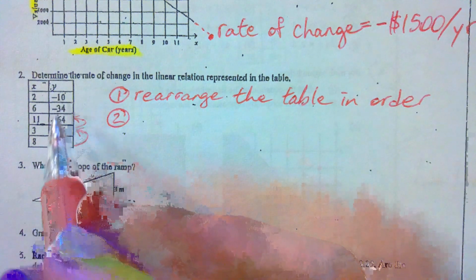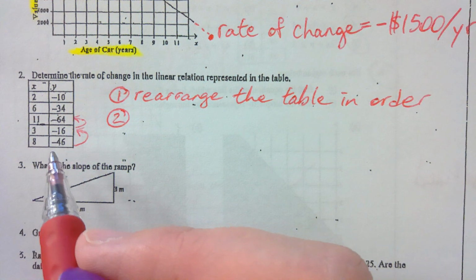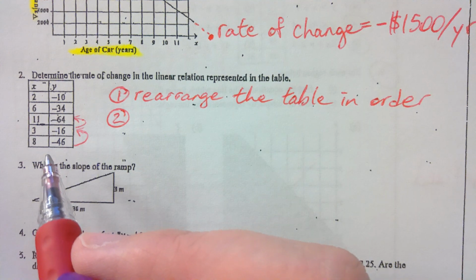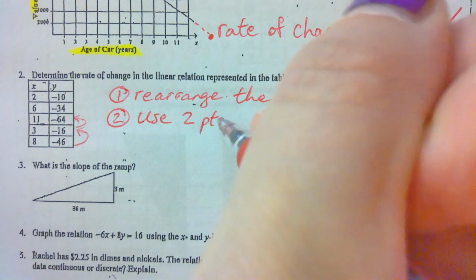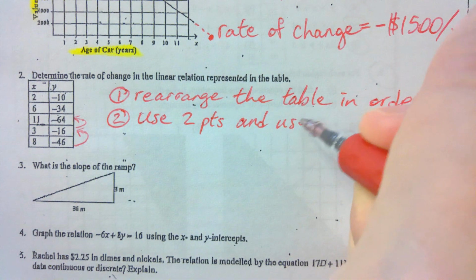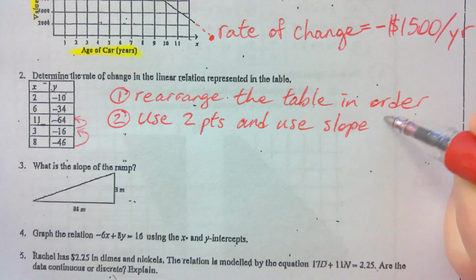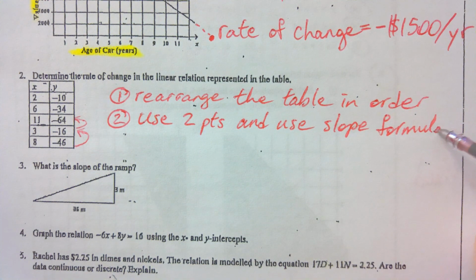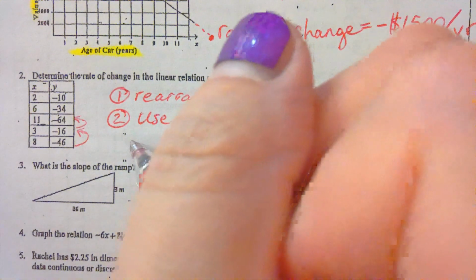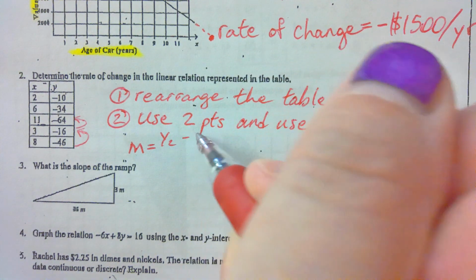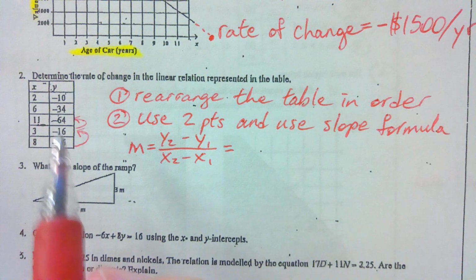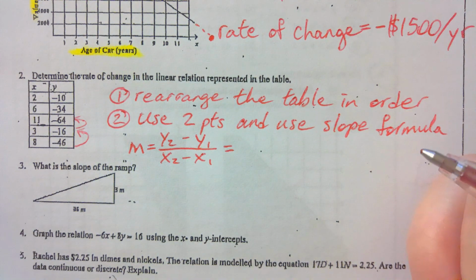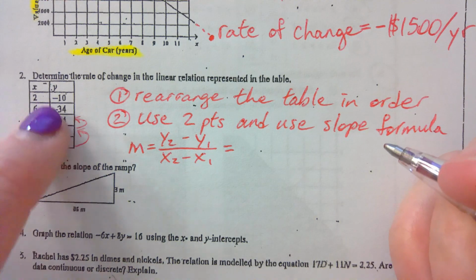Or two, if I were to graph this, how many points am I given? 5. So I could just use 2 points and use the slope formula. In this case, I would say this is easier, just using the slope formula. So m equals y2 minus y1 over x2 minus x1. These are all just points, so just choose any two. Doesn't matter which one, they all look ugly, so let's just do the first two.